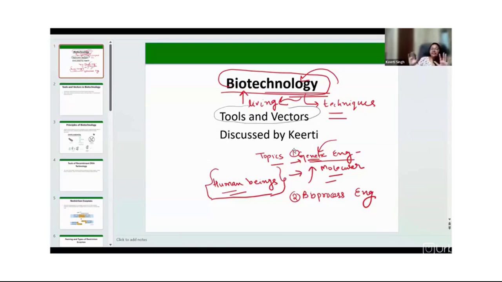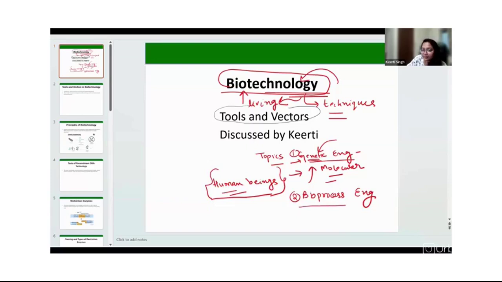So genetic engineering deals with the alteration of DNA, and if we are altering the DNA, it means we need to introduce this DNA into some kind of organism so that it can generate the required product that we need, right?